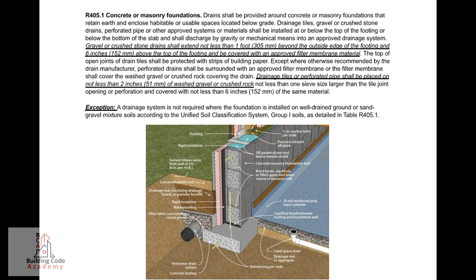Drainage tiles or perforated pipe shall be placed on not less than 2 inches, 51 millimeters of washed gravel or crushed rock, not less than 1 sieve size larger than the tile joint opening or perforation, and covered with not less than 6 inches, 152 millimeters of the same material. Exception: a drainage system is not required where the foundation is installed on well-drained ground or sand-gravel mixture soils according to the Unified Soil Classification System, Group 1 soils, as detailed in Table R405.1.